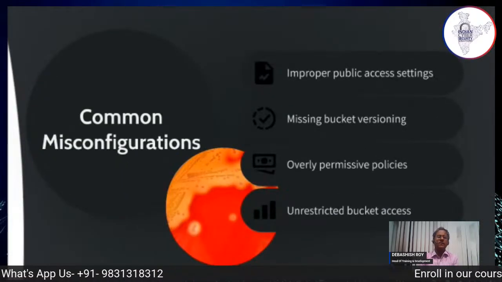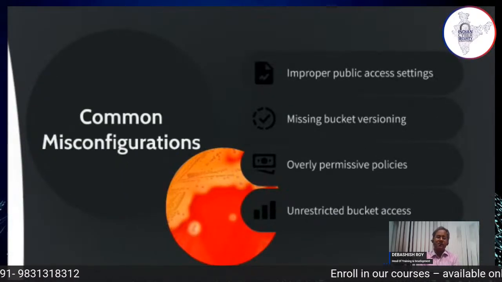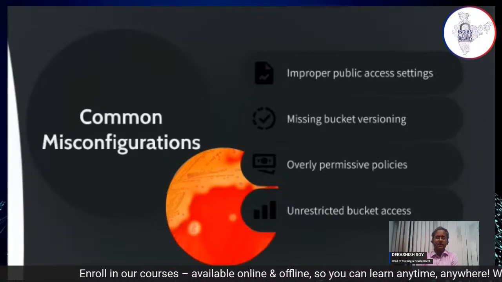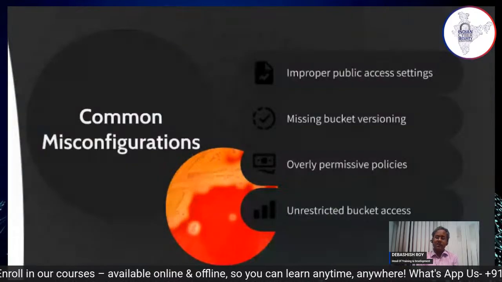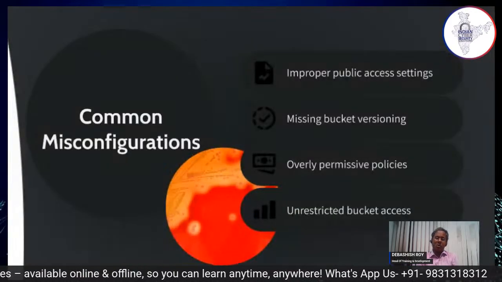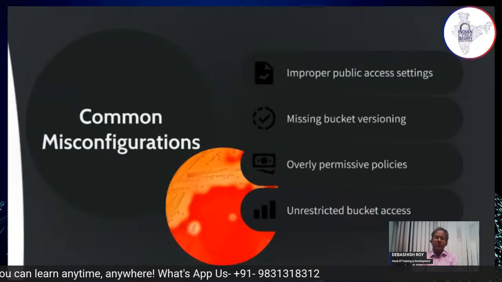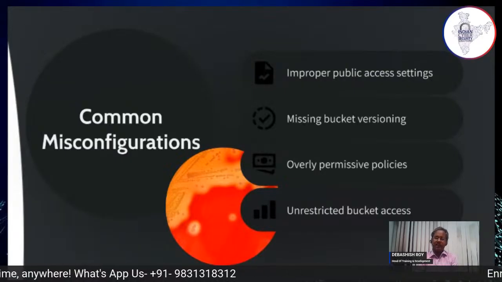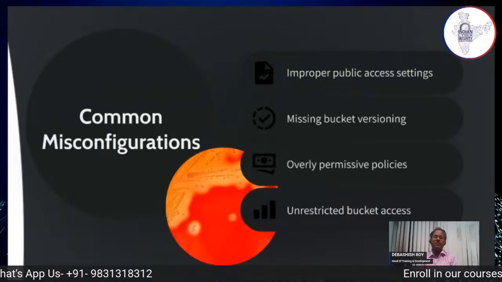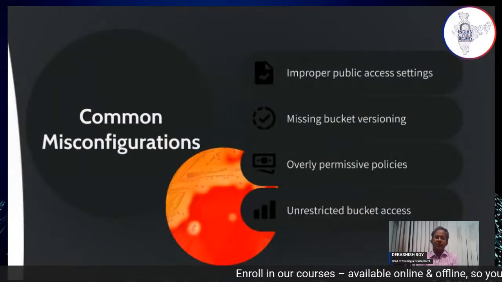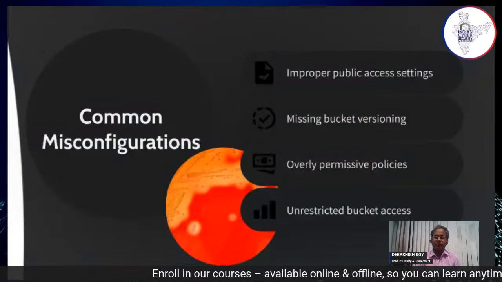Now, what are the common misconfigurations that you have to be very careful of? First of all, improper public access settings. I will take you to the S3 console, the AWS console, in a moment. You will see that there is a Block Public Access setting that is already there. If you do not check that, improper public access settings will happen. Anybody could access your S3 bucket. It will be like anonymous access. You must not do that.